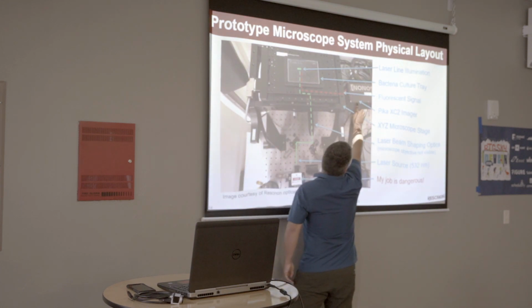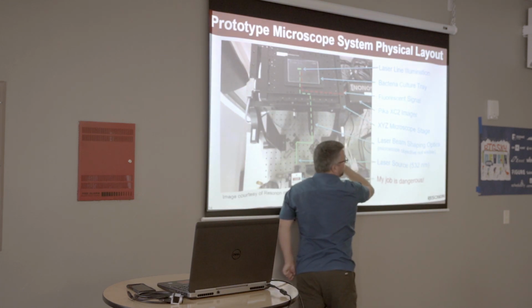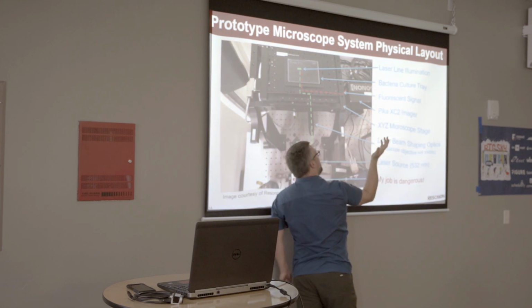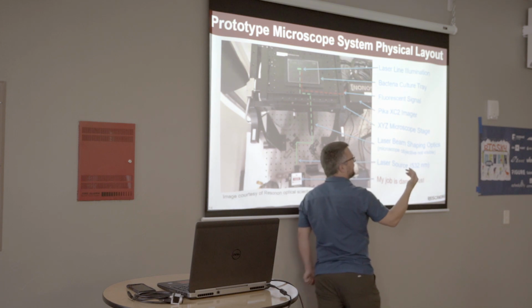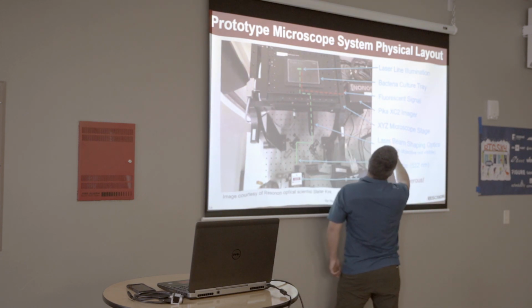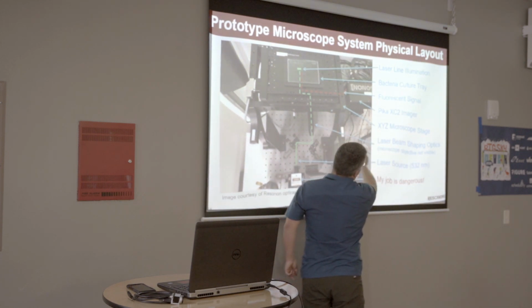This is one of our imagers. This is a more high resolution visible near infrared imager, so about 400 to 1,000 nanometers. This is the stage, I already said that.